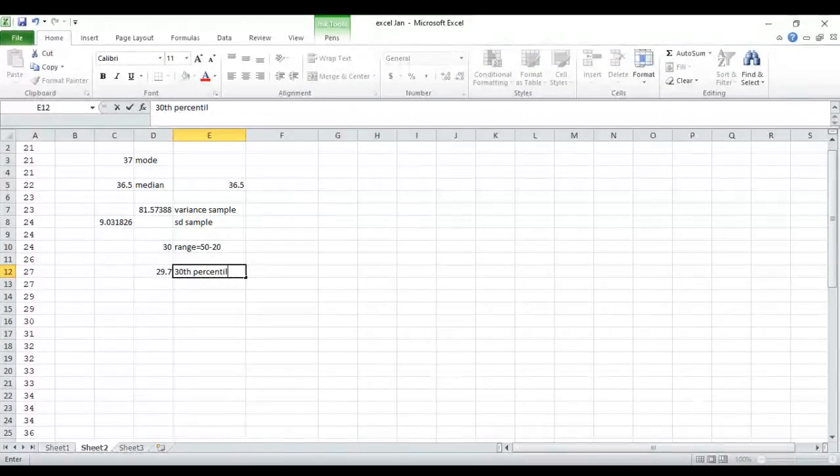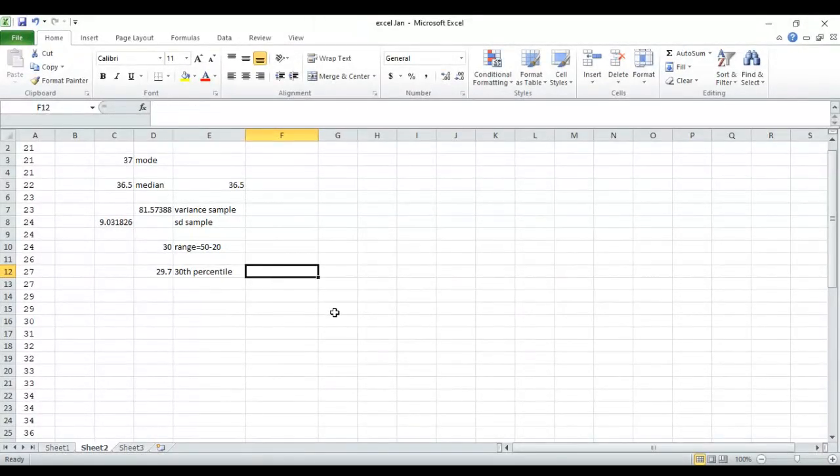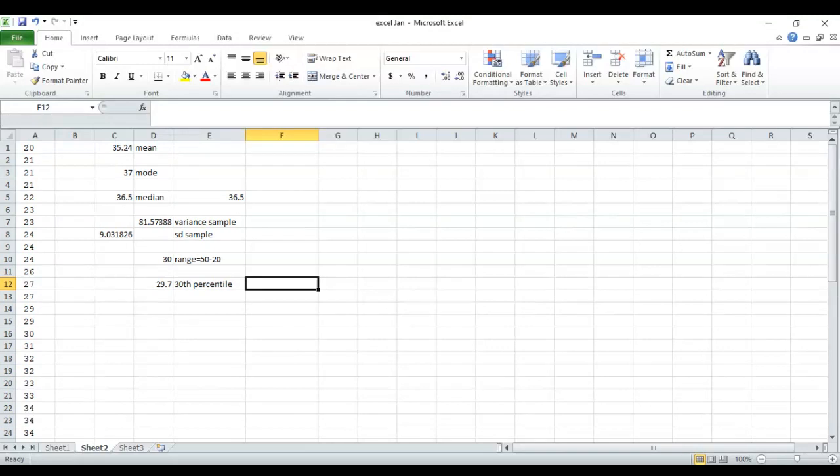Now let's do it longhand, just to see that we probably won't get the same answer, but we actually, we will, because let's see, in our data right here, we have 15 numbers that are below 29.7. So 15 of our numbers are below 29.7. Let's do this longhand.